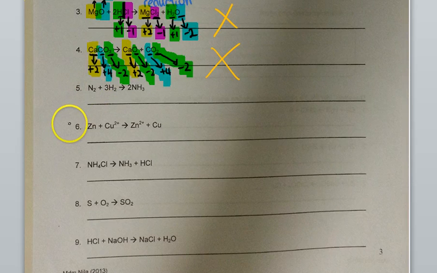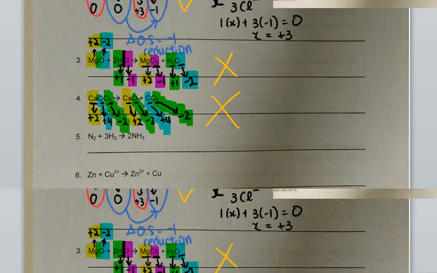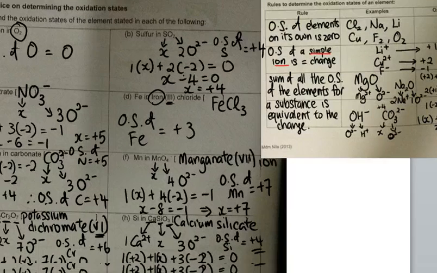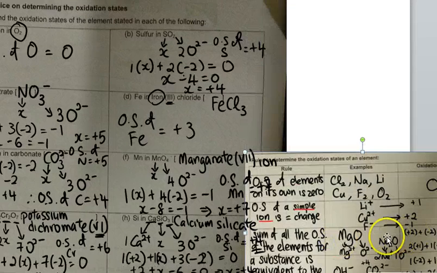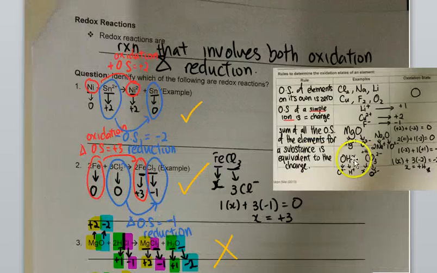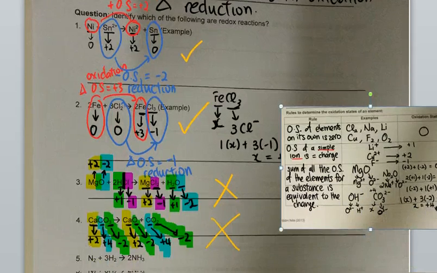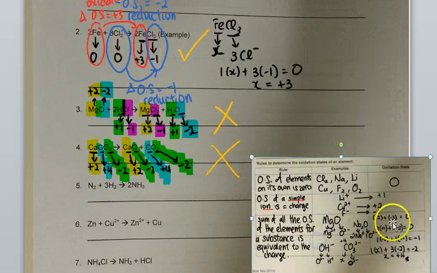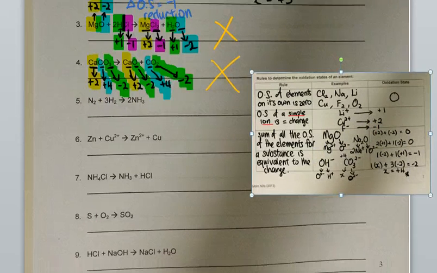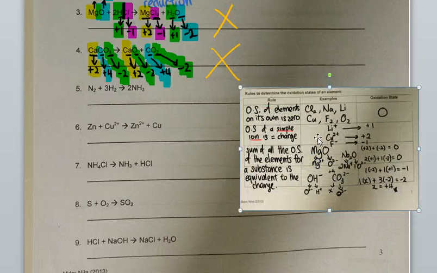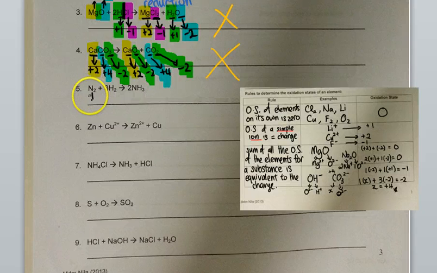Nitrogen. Interestingly, this element is on its own. Let's try to bring this down so you can have a look. So you can see nitrogen, element on its own, oxidation state 0. Hydrogen, oxidation state also 0 because it's an element on its own.